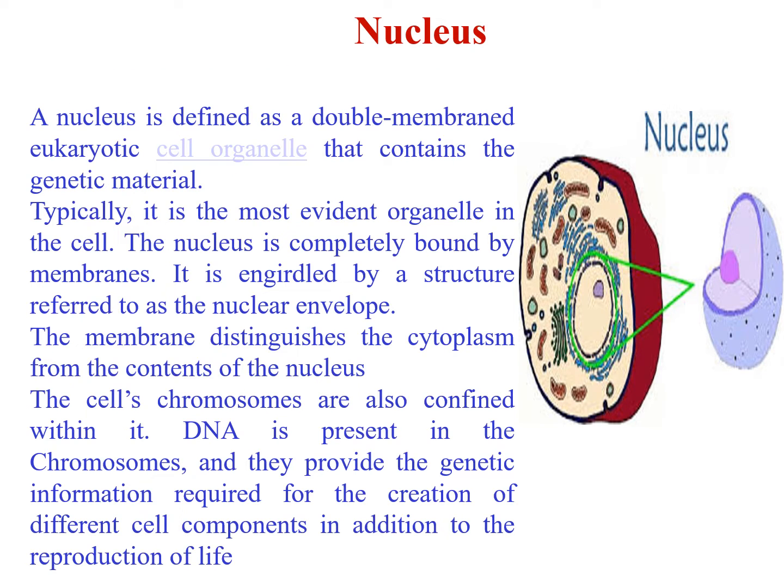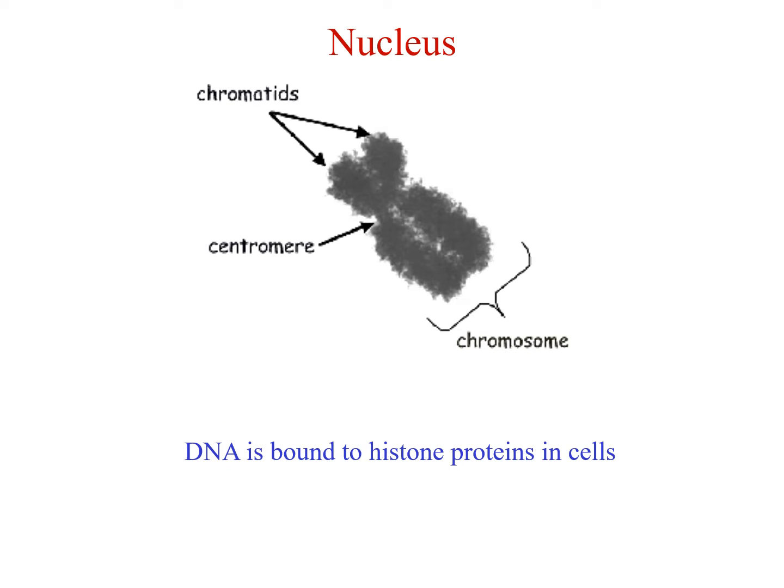This is the nucleus. As you all know, the nucleus is a double-membrane eukaryotic organelle that contains the genetic material. The chromosomes are also confined within it. DNA is present in the chromosomes and provides the genetic information required for the creation of different cell components, in addition to the reproduction of life. It is one of the most important organelles of cells, right? So this is somehow the nucleus structure.